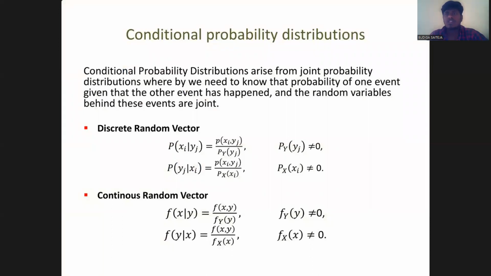Here are conditional probability distributions. Conditional probability distributions arise from joint probability distributions, where we need to know the probability of one event given that the other event has happened. The random variables behind these events are joint, and here also there are two types. One is the discrete random vector, and the other is the continuous random vector. In the discrete random vector, p of y is not equal to 0, and in the continuous random vector, f of y is not equal to 0.